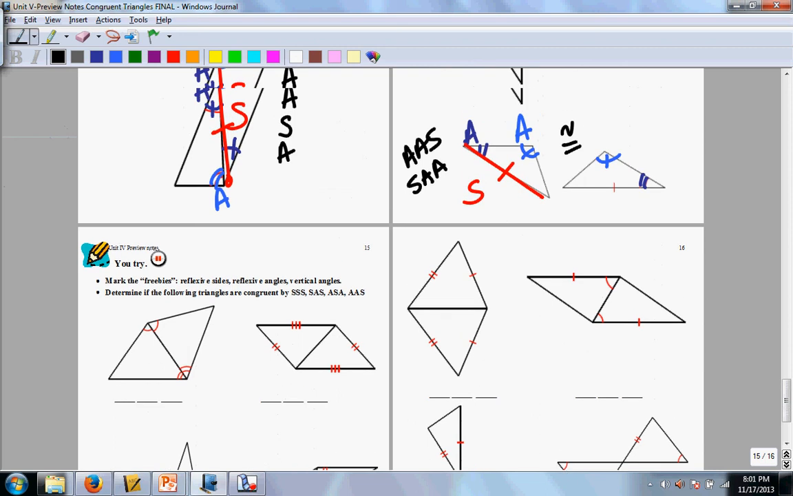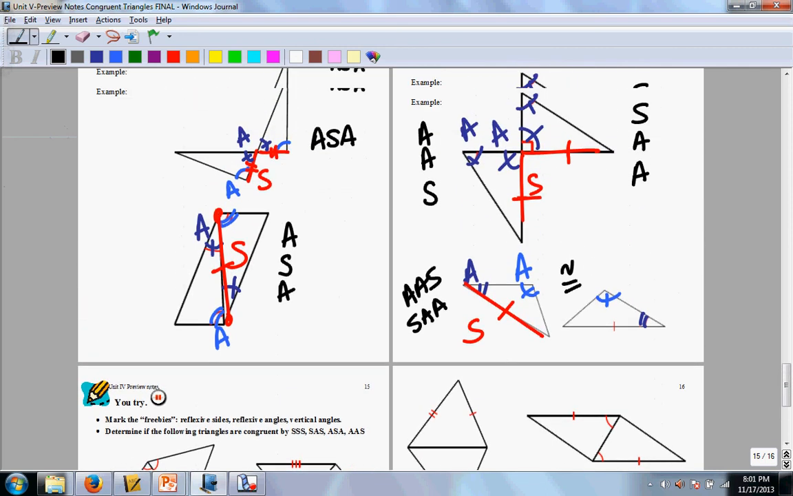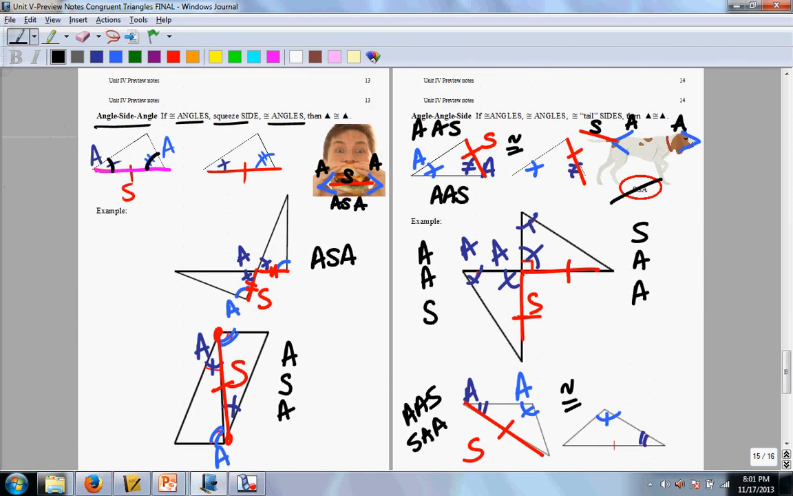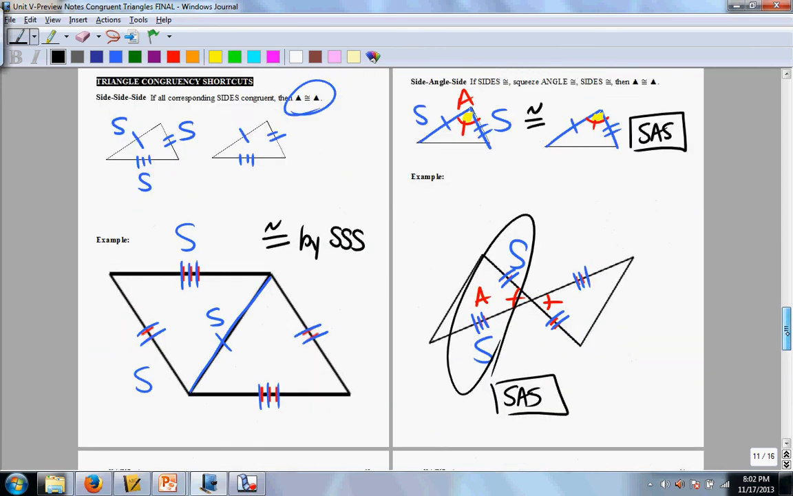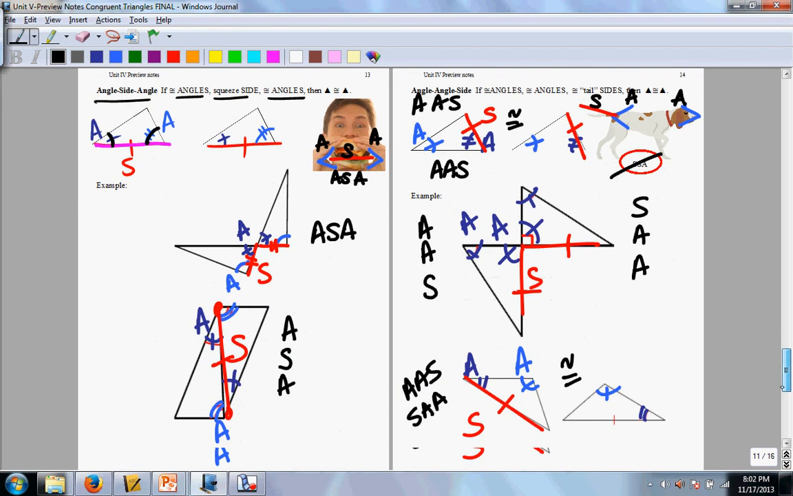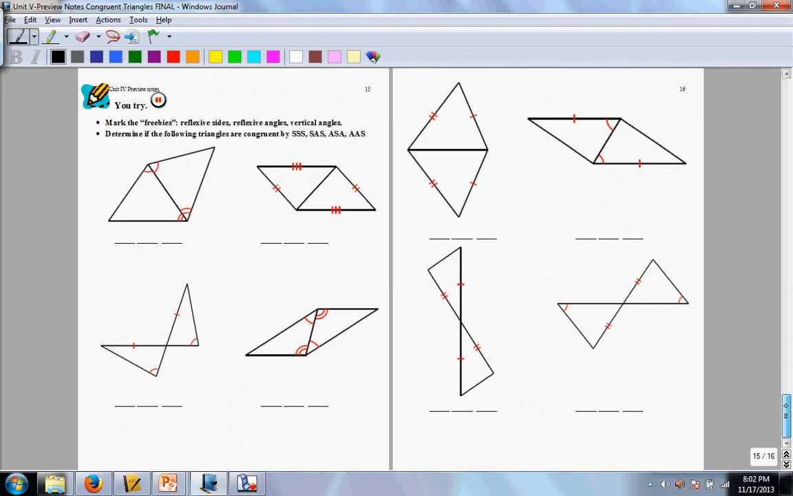What I'd like you to do is using these four shortcuts: side-side-side, side-angle-side, angle-side-angle, and angle-angle-side. I'd like you to go through here, mark the freebies, and then determine why the triangles are congruent using one of these four shortcuts. I'm going to give you 2 minutes.